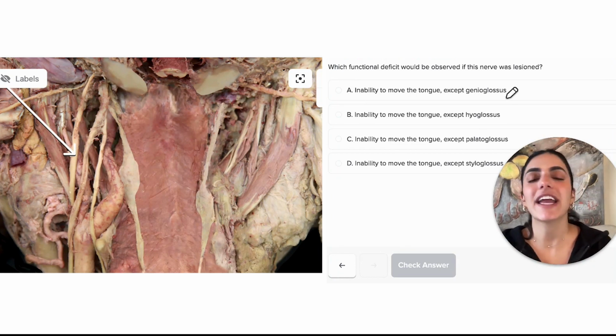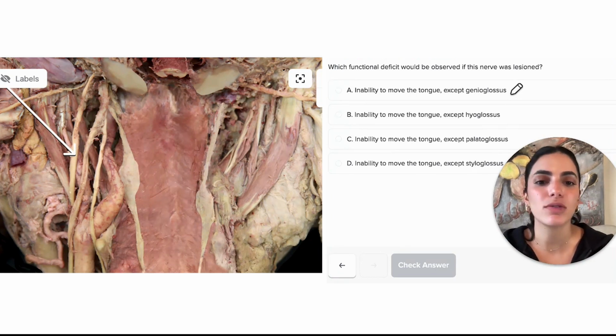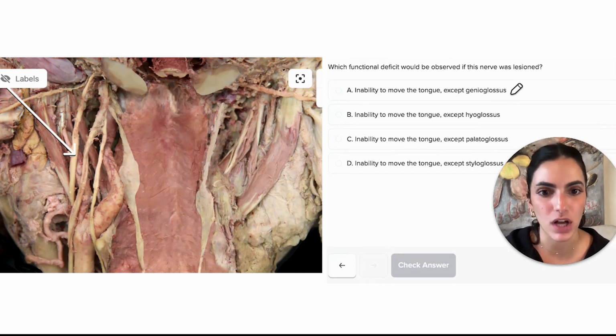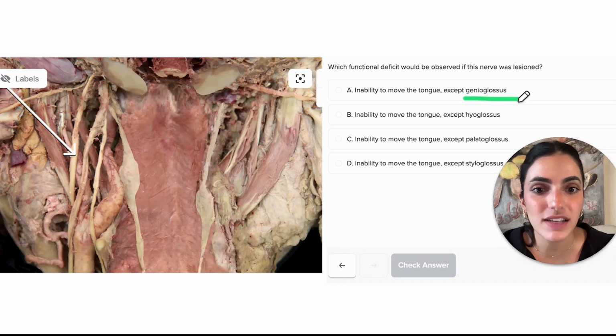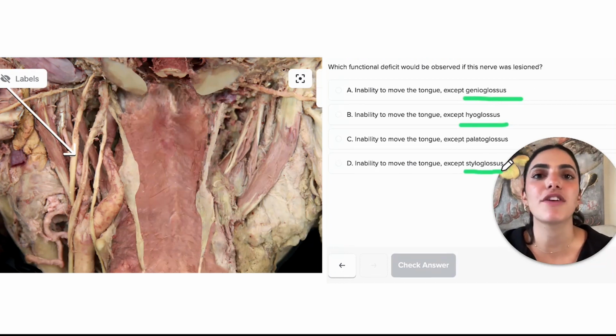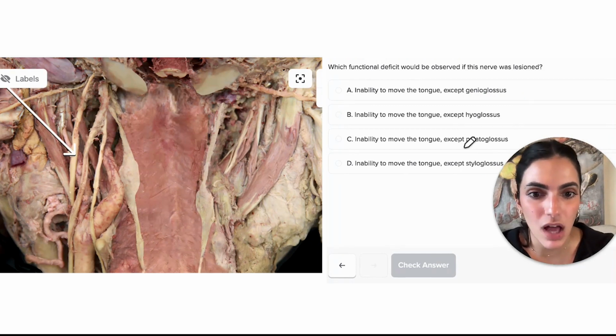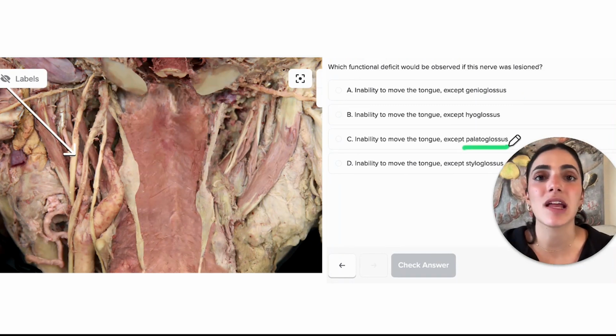Now, looking at our answer options here, we need to narrow down which one of these muscles is not innervated by the hypoglossal nerve. The genioglossus, the hyoglossus, and the styloglossus all receive innervation from that hypoglossal nerve. The palatoglossus, however, because it's associated with the hard palate, it is going to receive innervation from the vagus nerve.